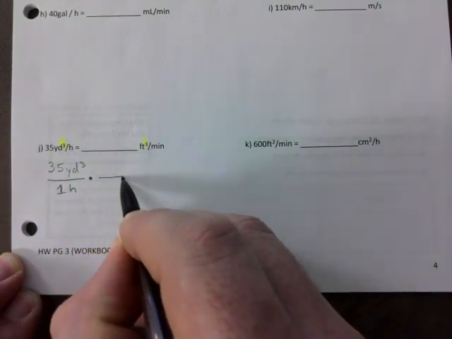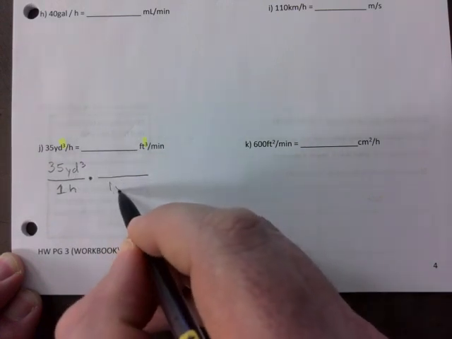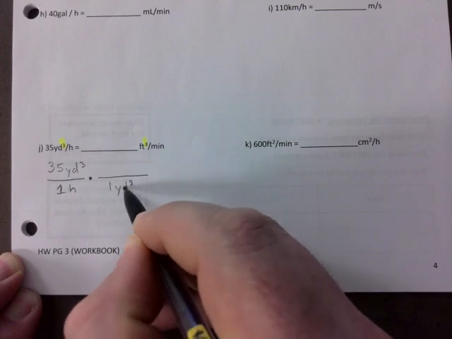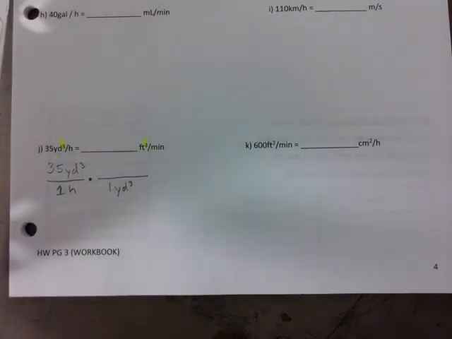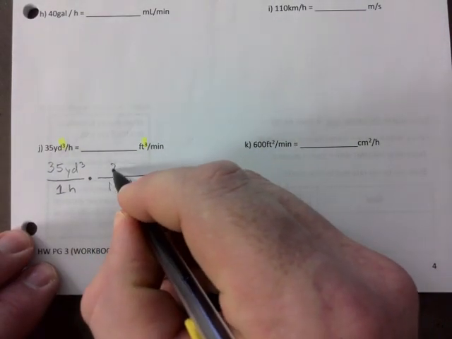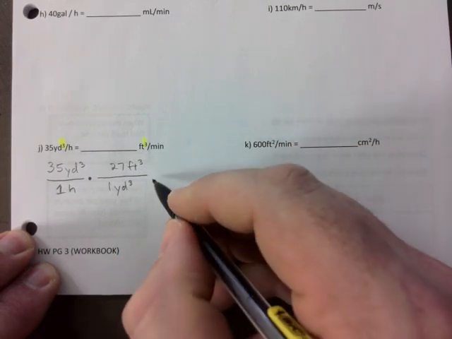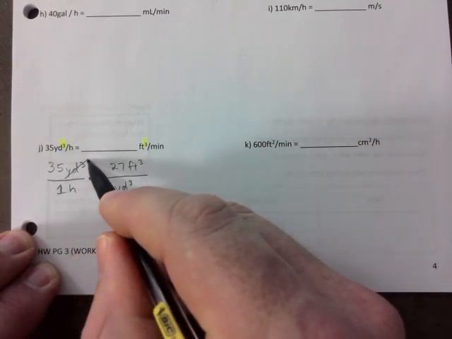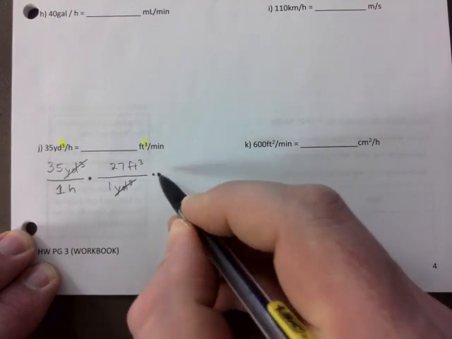And let's deal with the cubic yards first. 1 cubic yard, what is it again? I'm going to have to peek. 9 times 3, so that's 27, right? Yeah, 27 cubic feet. So that takes care of the cubic yards. That's gone, and we have it the way we want it.